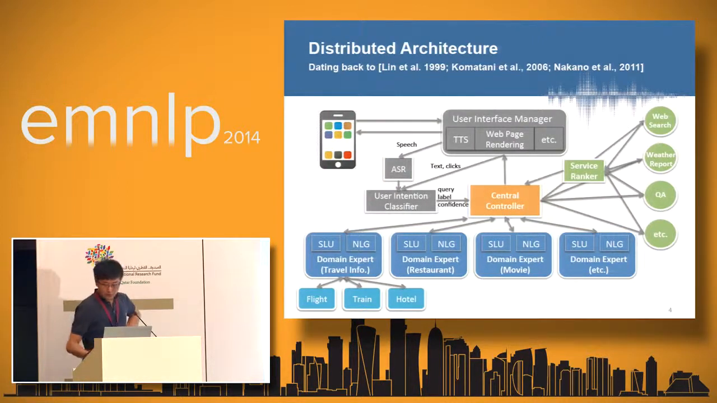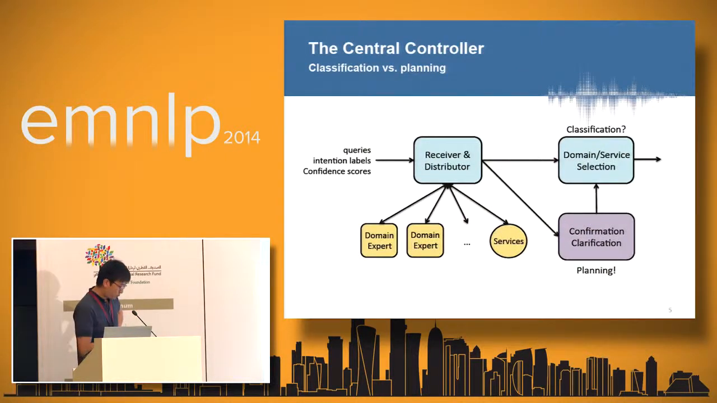Basically, the central controller can do two types of things. Firstly, it can decide whose results it should give to the user. So it's a domain selection problem. But if it's not confident enough or there's ambiguity, the central controller can also do a confirmation or clarification action. By confirmation, we mean confirming whether a user wants to continue the dialogue in a particular domain or switch to out-of-domain services. By clarification, we mean clarifying between two domains.